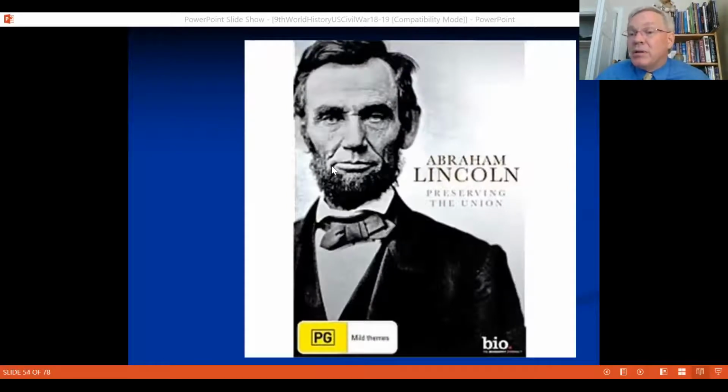Of course, we've got Abraham Lincoln. You've got to look at Abraham Lincoln. Number one goal, preserve the Union. Later, as part of preserving the Union and fighting the fight, he is going to issue the Emancipation Proclamation, freeing the slaves in captive territory, rebel territory, and so forth. We'll look very, very closely at Lincoln.